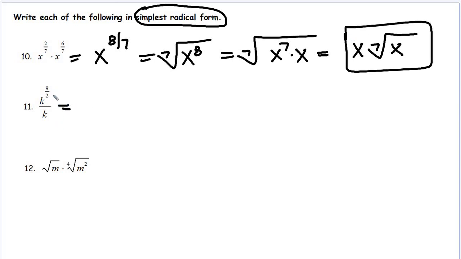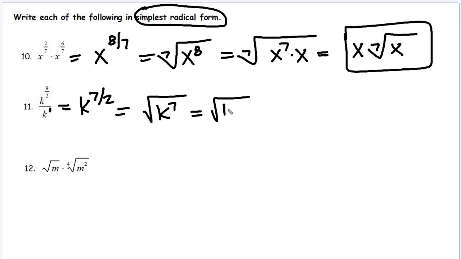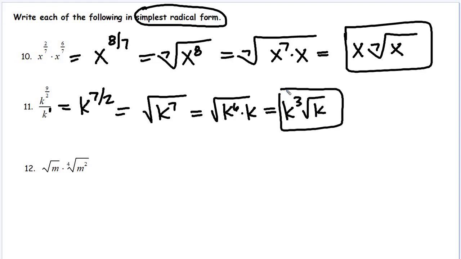Quotient rule says when I divide two like bases, I subtract their exponents. Remember, there's an understood 1 here. For there to be a k, it has to be k to the 1. So that would be k to the 7 over 2. Again, 7 over 2 doesn't simplify, so I'm going to do the square root of k to the 7th. So we have the square root of k to the 6th times k. And 6 divided by 2 is k to the 3rd times the square root of k.